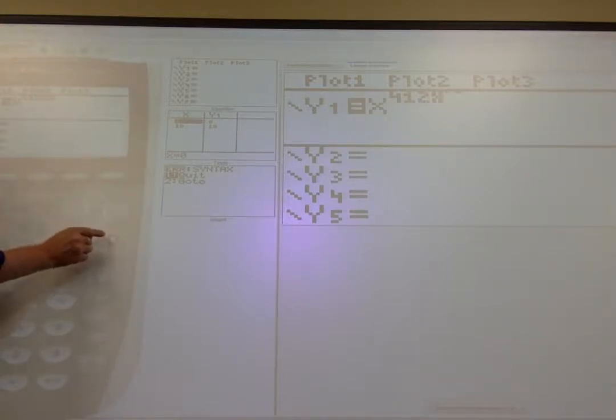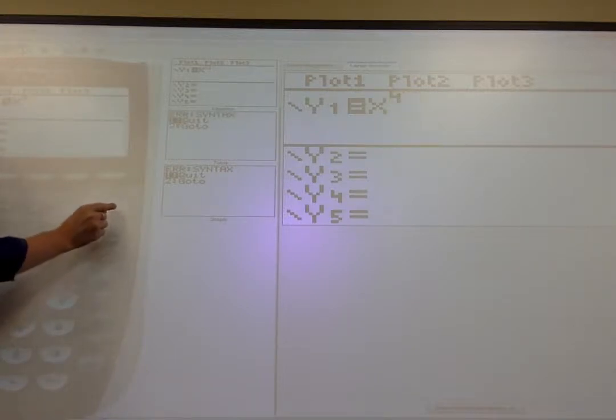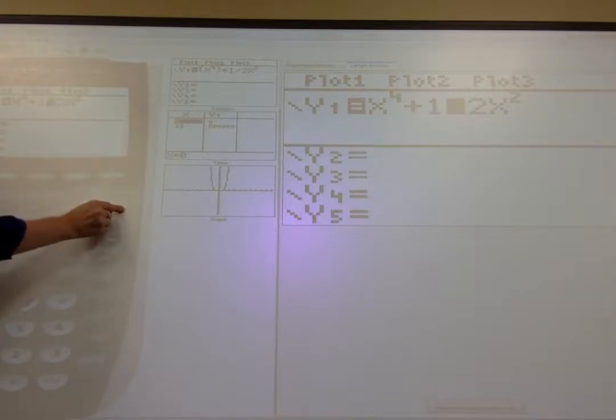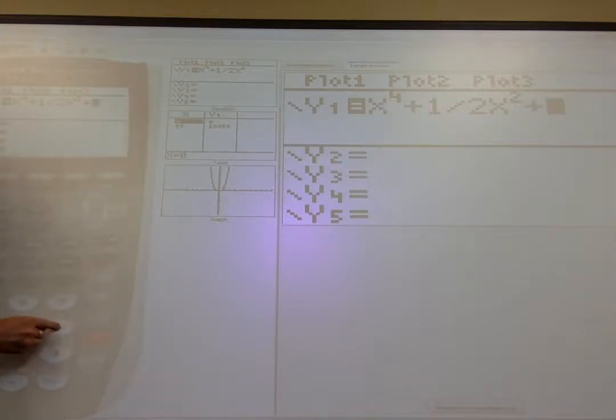Let's see. Okay, good. X to the fourth, plus 1/2 x squared. Insert a plus. There we go. I need to look at it. What was it? Plus 6x plus 10.